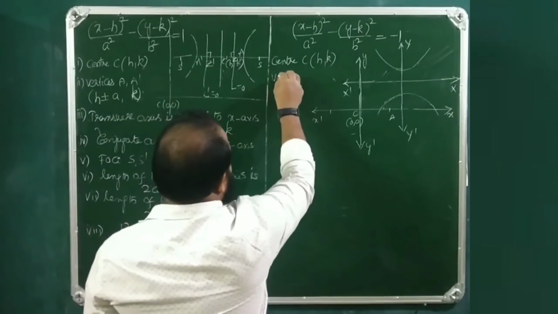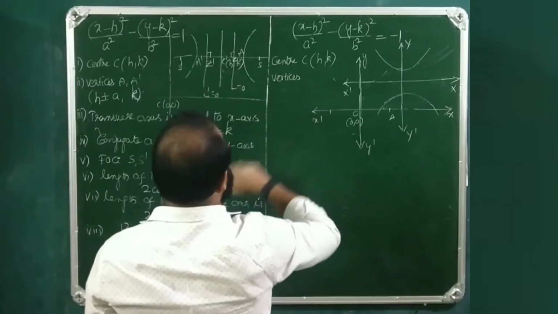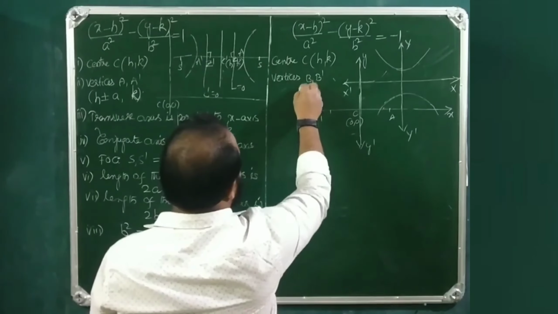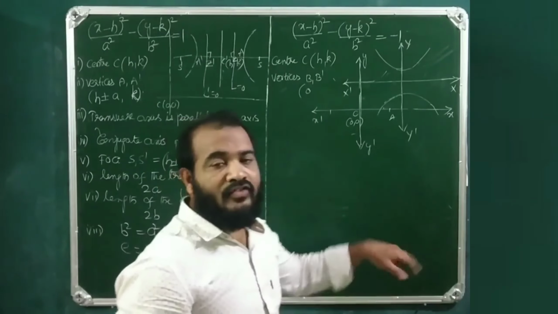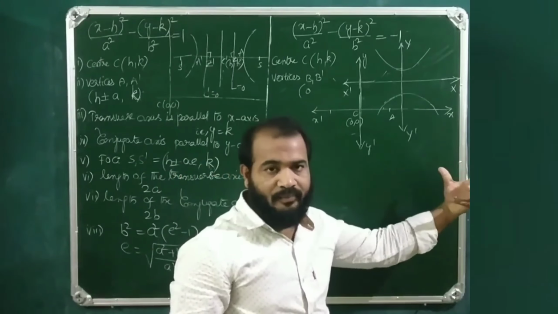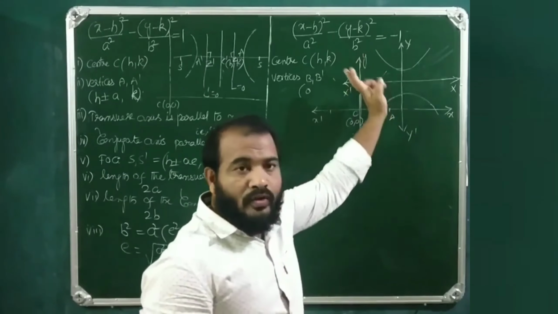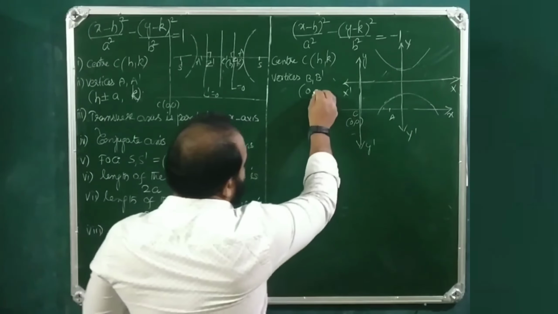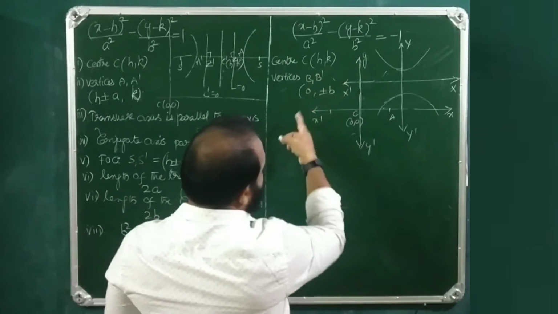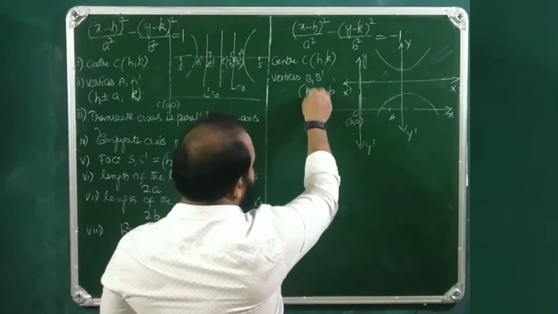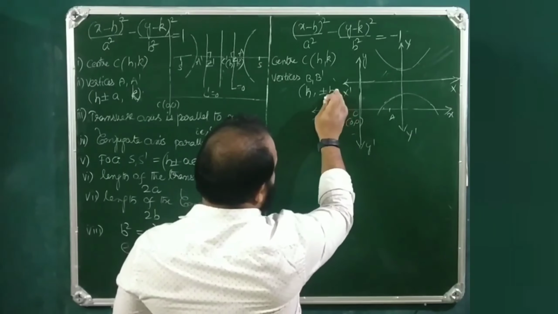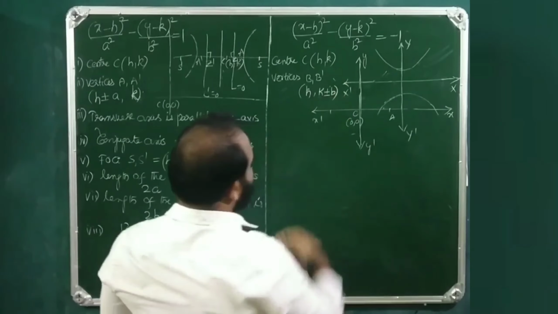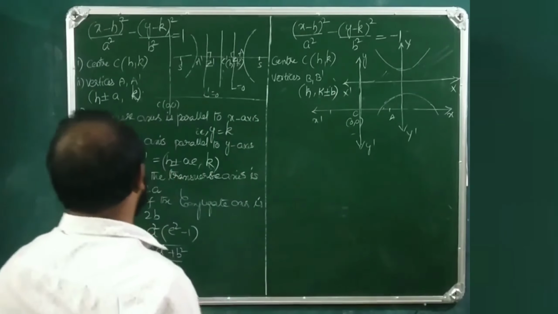Vertices: A comma A dash is equals to 0 comma plus or minus b, as we have seen in x square by a square minus y square by b square equals to minus 1. Here with the 0, h would be added, and with plus or minus b, k would be added. So the vertices are h comma k plus or minus b.